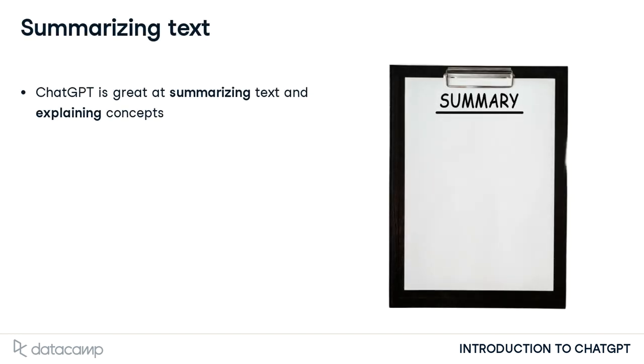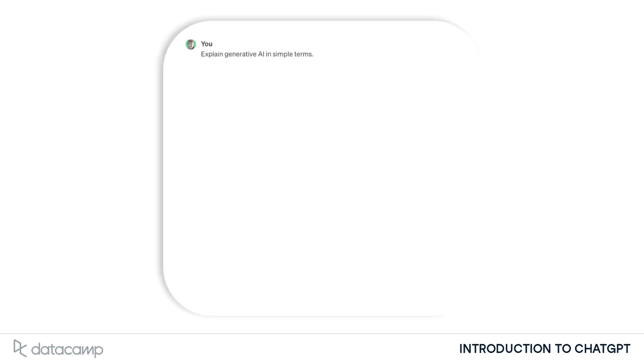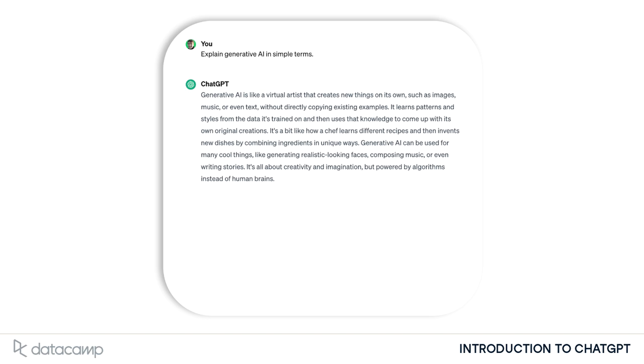ChatGPT is great at summarizing text or explaining concepts for a particular audience, which is useful when summarizing reports for different stakeholders or interpreting complex information. Let's write a prompt to instruct ChatGPT to summarize generative AI in simple terms. ChatGPT responds with a summary that contains very few technical details or jargon, while still capturing the key points.